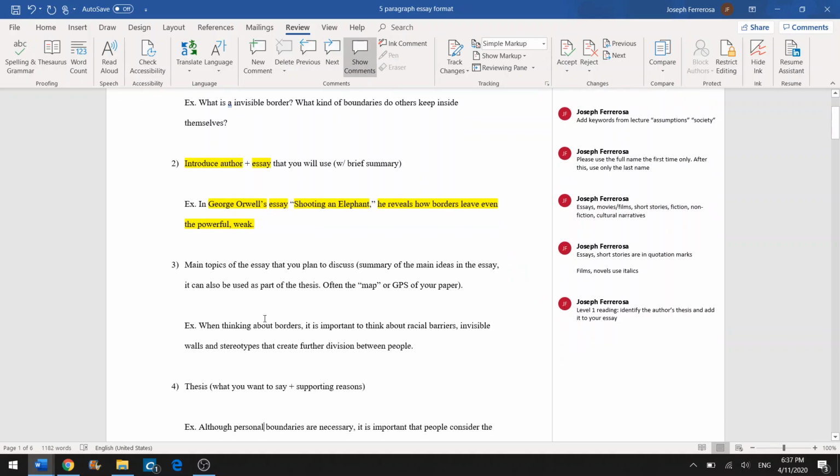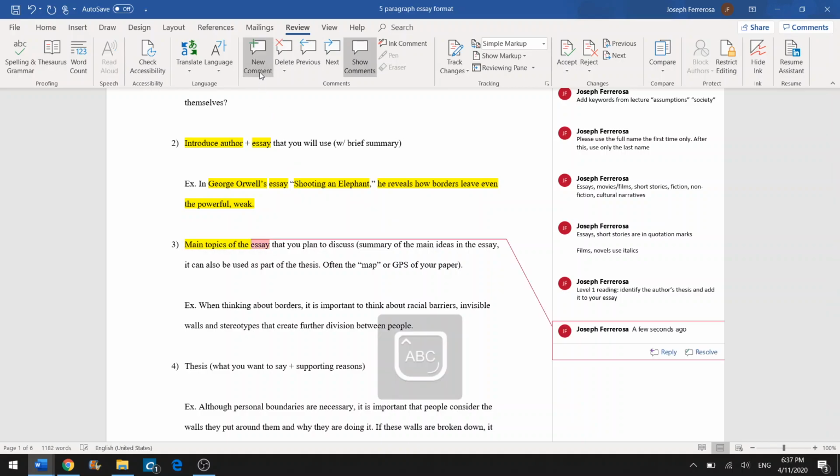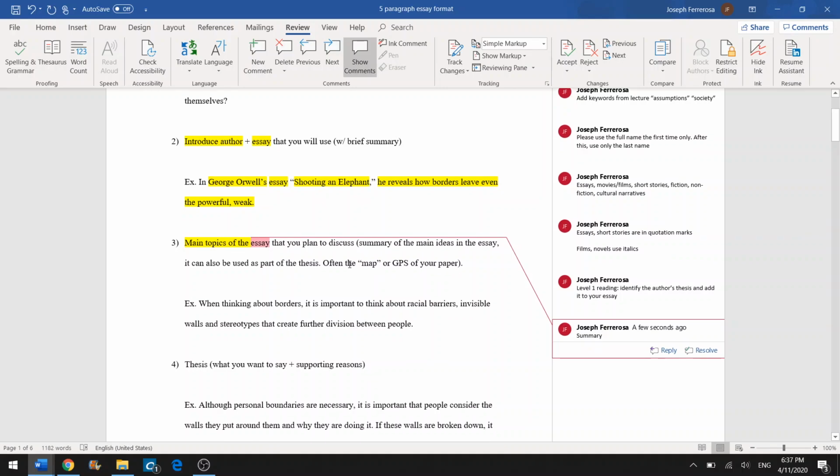Okay, so the next thing you need to do is focus on the main topics of the essay. And this is, I'm going to put again, summary. You'll find out that in the introduction, a lot of what you're doing is summarizing, prepping your reader for what it is that you actually want to say. And this is why I call it the map or GPS of your paper.